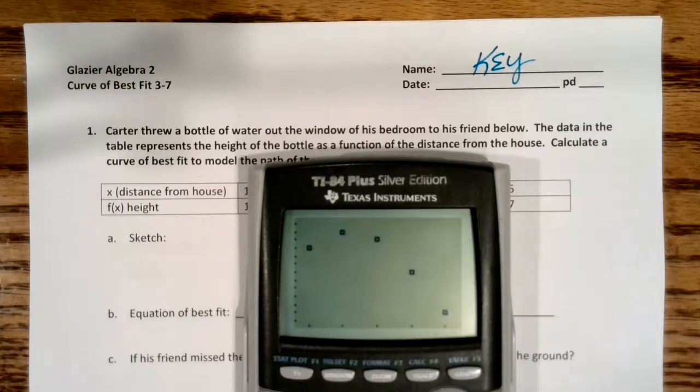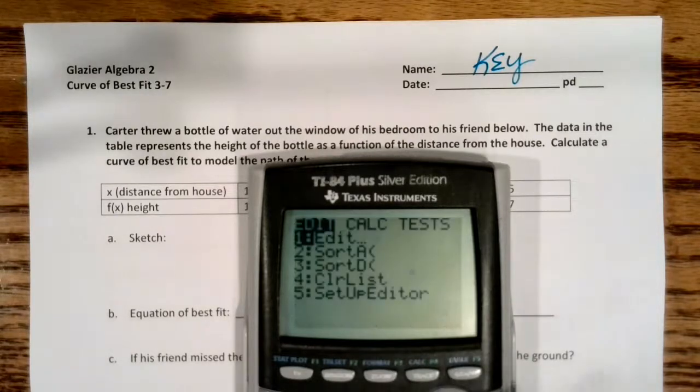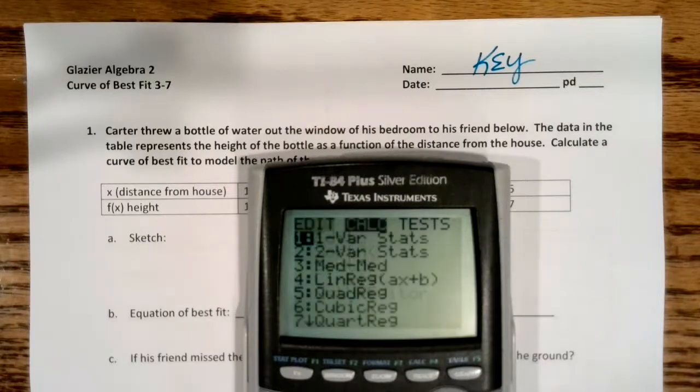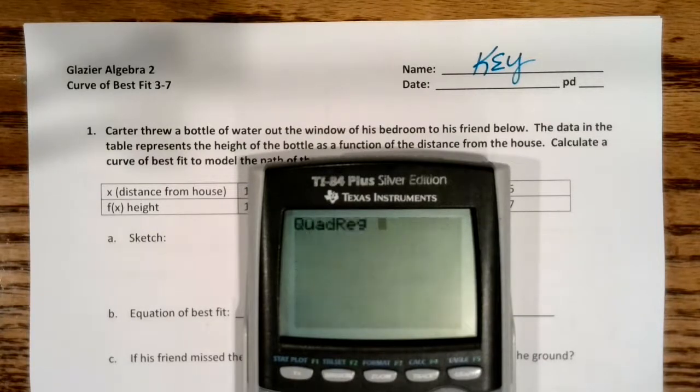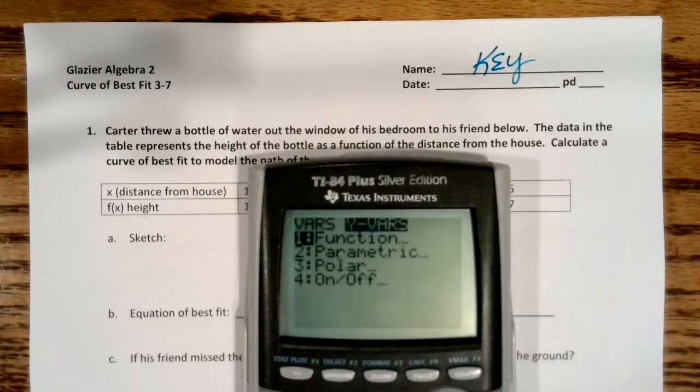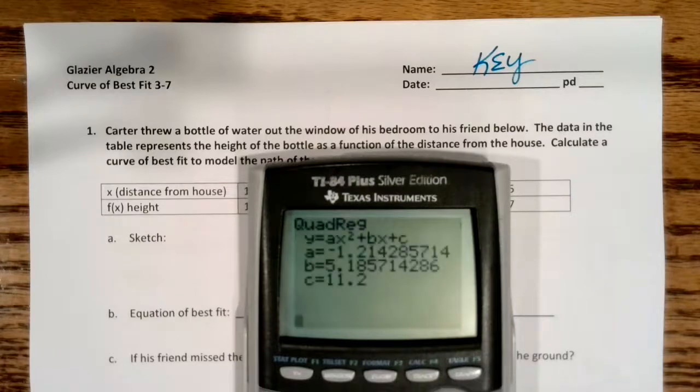So we'll go ahead and run the regression: stat, calc, quadratic regression, and we'll have vars, y vars, put the equation into our y equals screen for us.